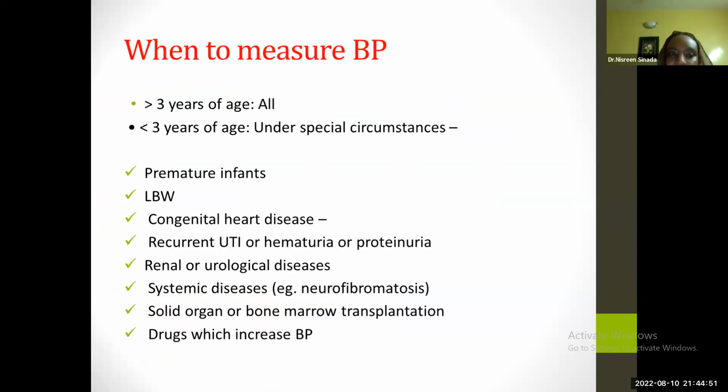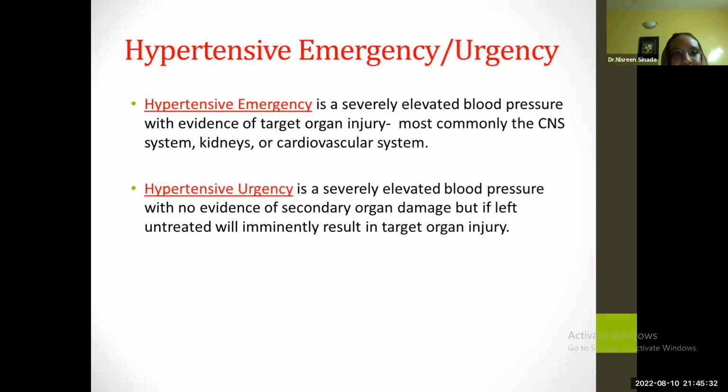When to measure blood pressure: all children more than 3 years of age should have the blood pressure measured in the casualty or at any presentation to the emergency or to the clinic. For children less than 3 years of age, under special circumstances we should measure the blood pressure, like premature infant, low birth weight, congenital heart disease, recurrent UTI, hematuria or proteinuria, renal or urological disease, systemic disease like neurofibromatosis or systemic lupus erythematosus, solid organ or bone marrow transplantation, and drugs which increase blood pressure like corticosteroid, tacrolimus, and cyclosporine.